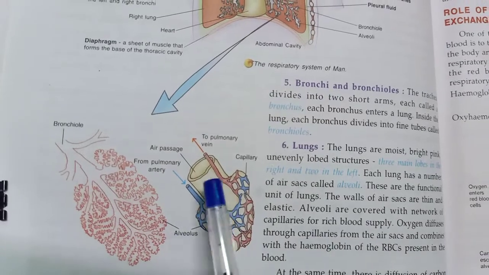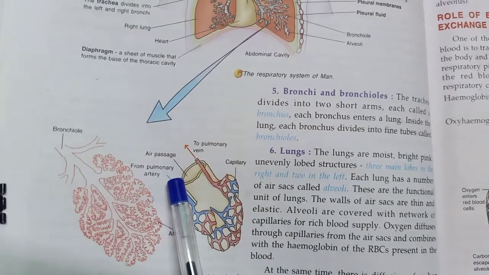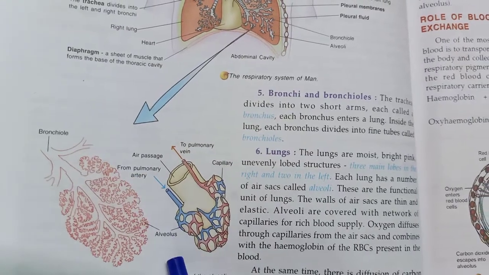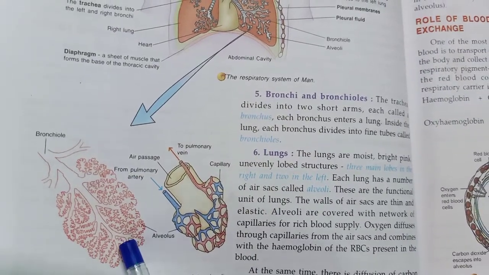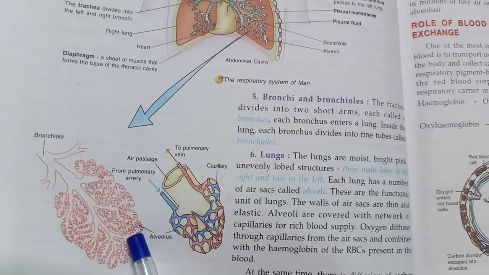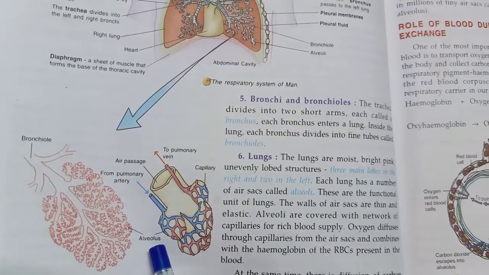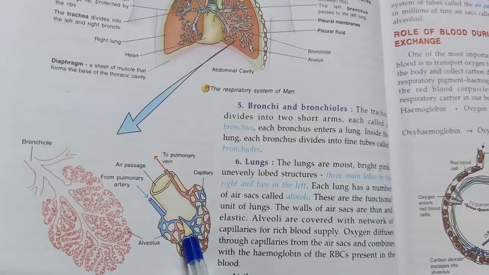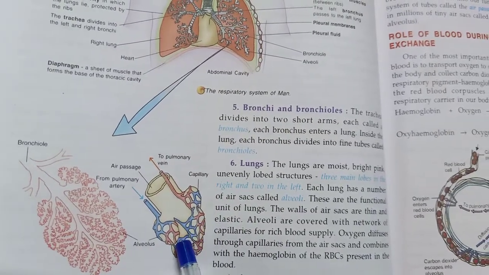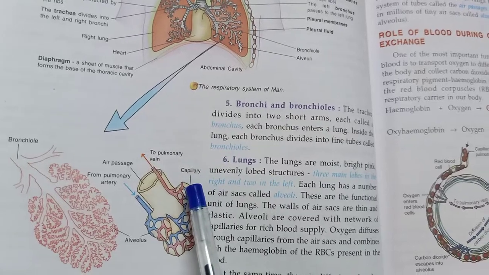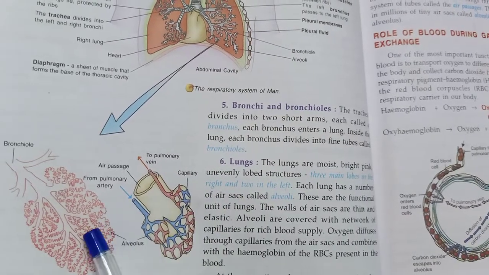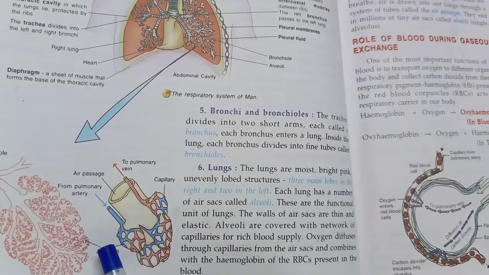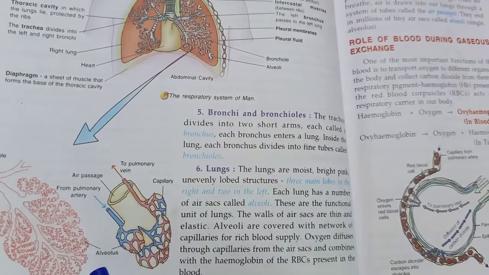When the blood enters, there is a supply of blood from the pulmonary artery, and these minute vessels are known as alveoli. Here you can see these tiny blood vessels, known as capillaries. The air enters through the bronchioles and then reaches the lungs.